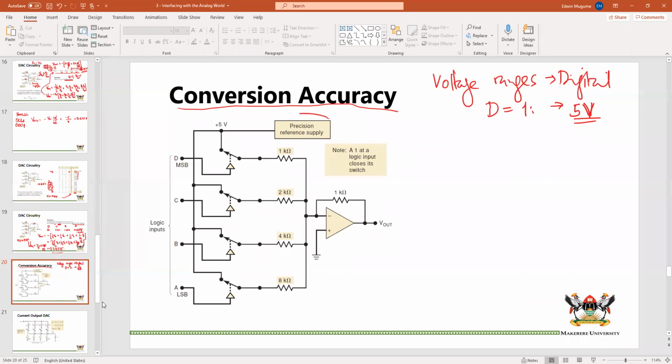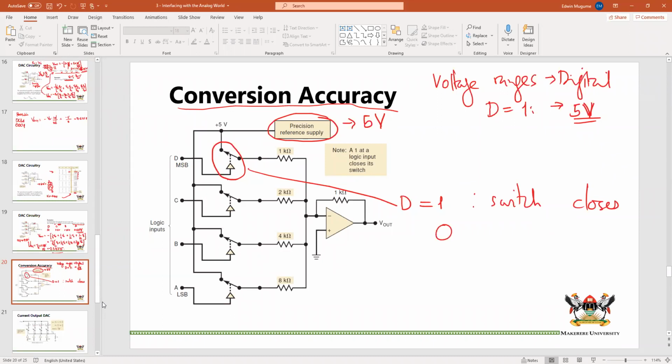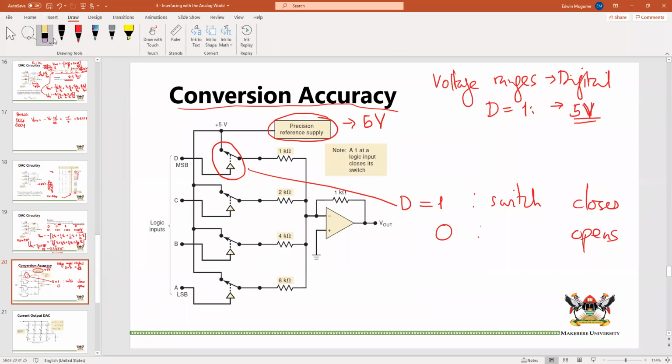So you see we have a precision reference supply, and this is kept at 5 volts. And we have these switches. The way these switches work is that if D is 1, the switch closes, and if it is 0, the switch opens. When it opens, it is not connected to that. When it's closed, it is connected to that. So you can see here that this is a type of switch that does this, and it is, for instance, in a closed position.